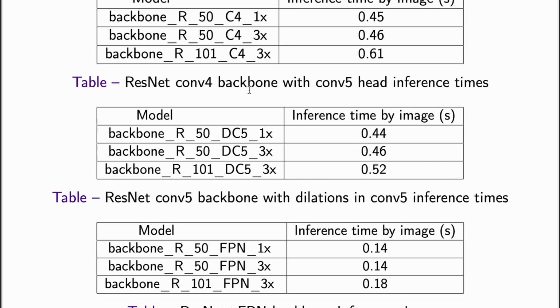Furthermore, by comparing the inference times, we observed that the ResNet plus FPN backbone with R50 and R101 models achieved the fastest inference times with an average of only about 0.14 to 0.18 seconds per image, while the ResNet Conv4 and Conv5 backbone has slightly slower inference times, ranging from 0.44 to 0.61 seconds per image.